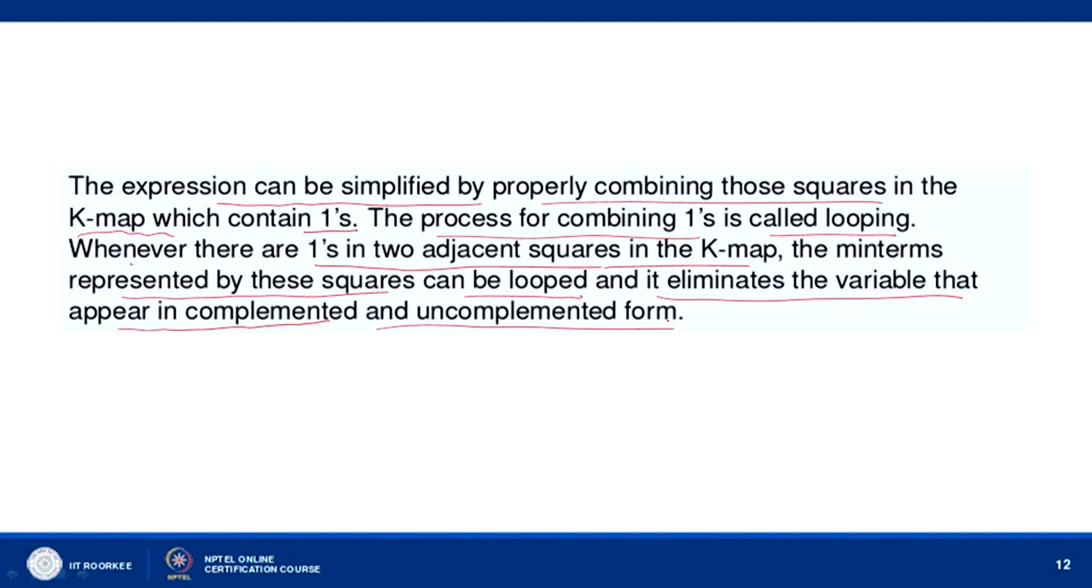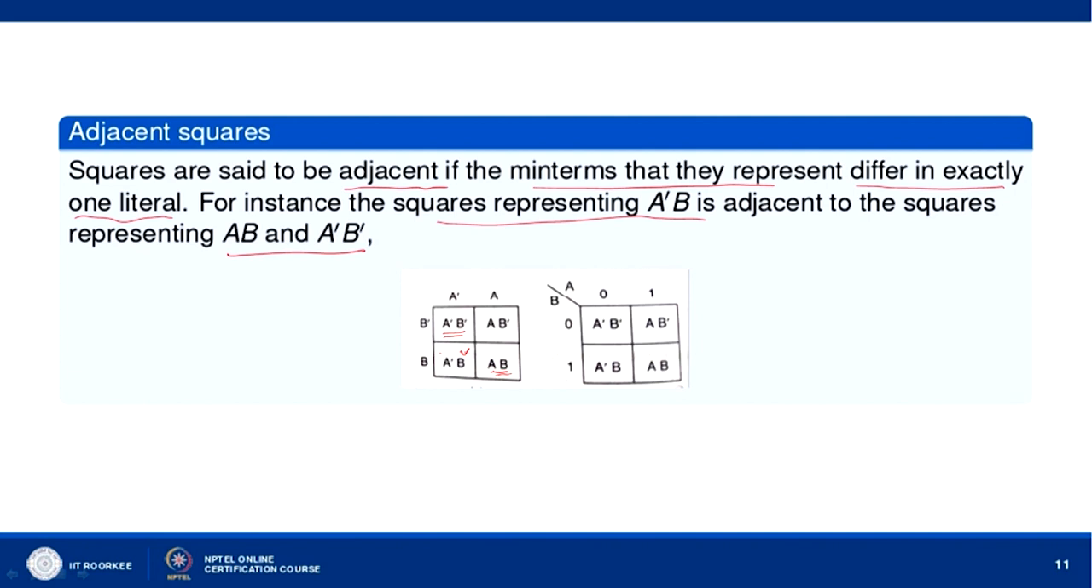So, for example, here we will suppose this value is 1 and this value is 1. We will consider a loop about that, and then we will drop that variable which appears in complemented and uncomplemented form in the adjacent squares. Let us see how we do this.